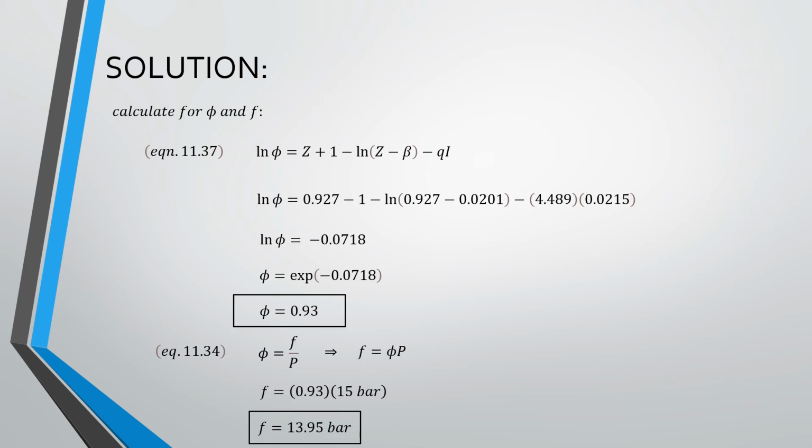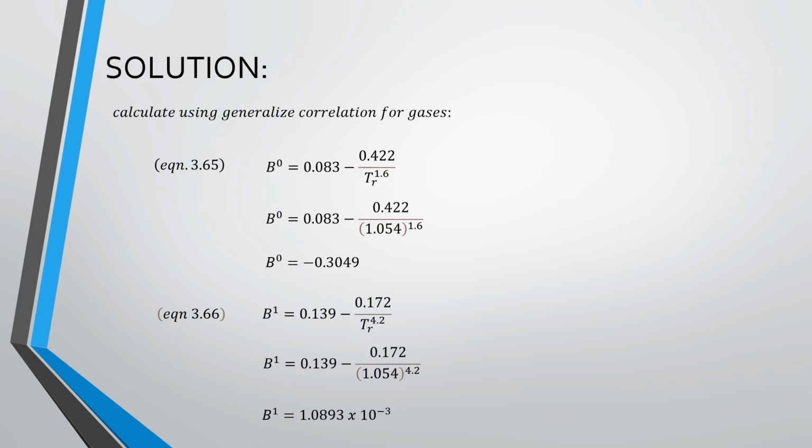Lastly, we calculate for phi and fugacity. Using equation 11.37, we calculate phi equal to 0.93. Next, using equation 11.34, the fugacity is equal to 13.95 bars. To compare values, we use an appropriate generalized equation for gases. In this case, we are going to use the Pitzer correlations for the second virial coefficients.